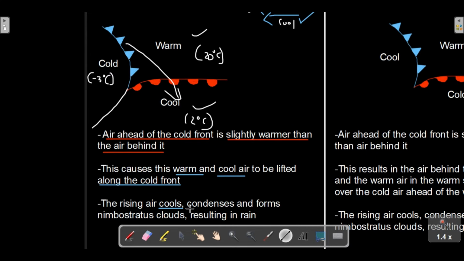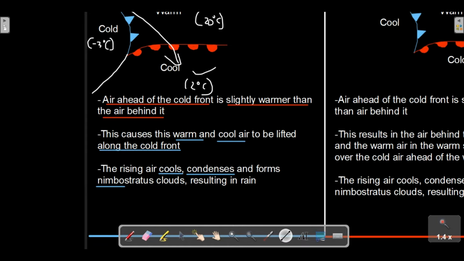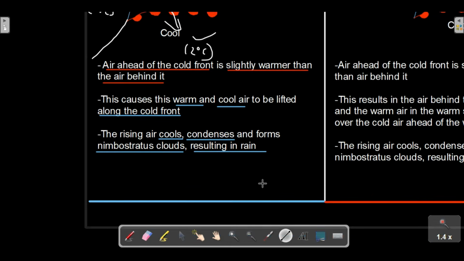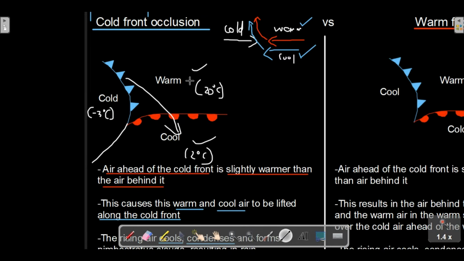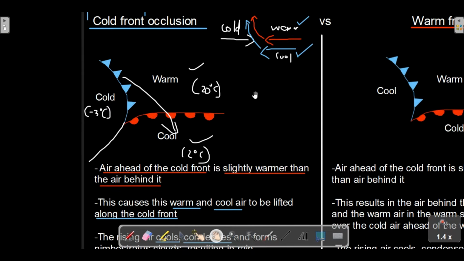It cools. What next? It condenses and forms these specific type of clouds, the nimbostratus clouds, and this results in rainfall. Okay, and that's it, guys. That's how you explain the cold front occlusion. Okay, so how do you identify? We'll look at the difference after I've explained the warm front occlusion.